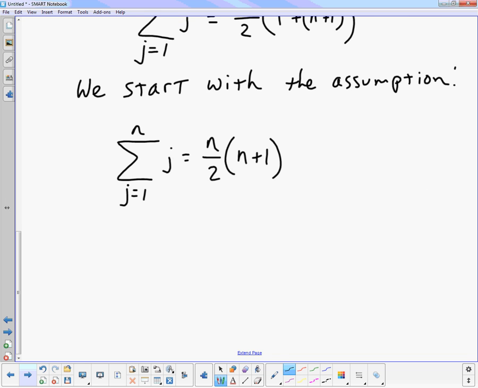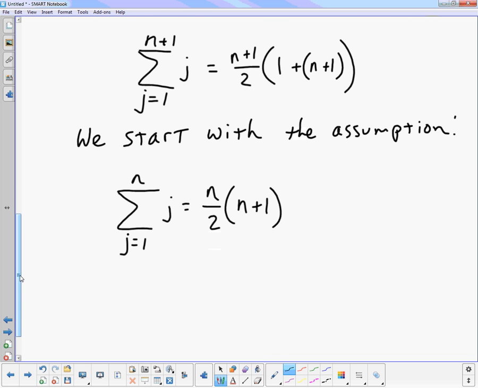Now, here's where some of the magic has to come. We have to figure out how to turn this left-hand side and this right-hand side into this and that. All right. Well, let's look at this left-hand side right here first. That thing goes 1, 2, 3, 4, 5, 6, all the way up to n. N was the max number, and then n plus 1.